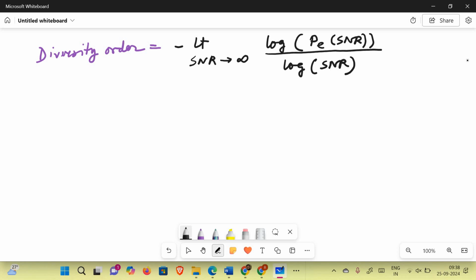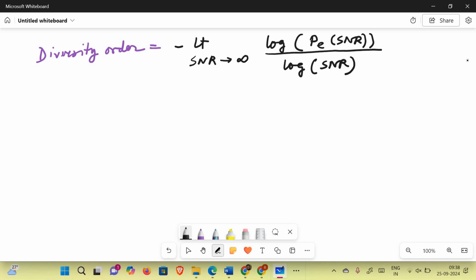Suppose specifically you are asked to find out what the diversity order is, then usually we do it this way. But there is a very interesting observation that happens. Case 1 is where we have a SISO communication, a normal SISO communication. That means we have a normal multipath scenario: a single antenna at the transmitter and a single antenna at the receiver.